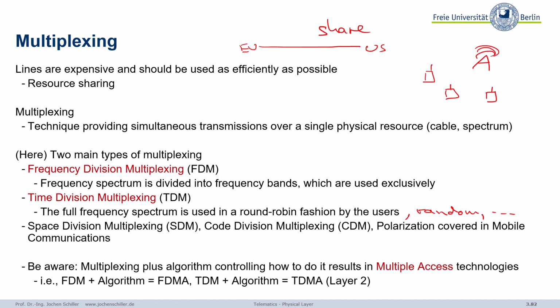It's interesting to see when we go up in the layers, we go to layer 2, there we have medium access technologies, and we will see how we combine multiplexing plus a clever algorithm to get multiple access technologies, time division multiple access technologies. There are different schemes for this, also frequency division multiple access technologies. So we combine multiplexing plus a clever algorithm, and the result is these multiple access technologies. But that's a topic for the next chapter, layer 2. So first of all, frequency division multiplexing.